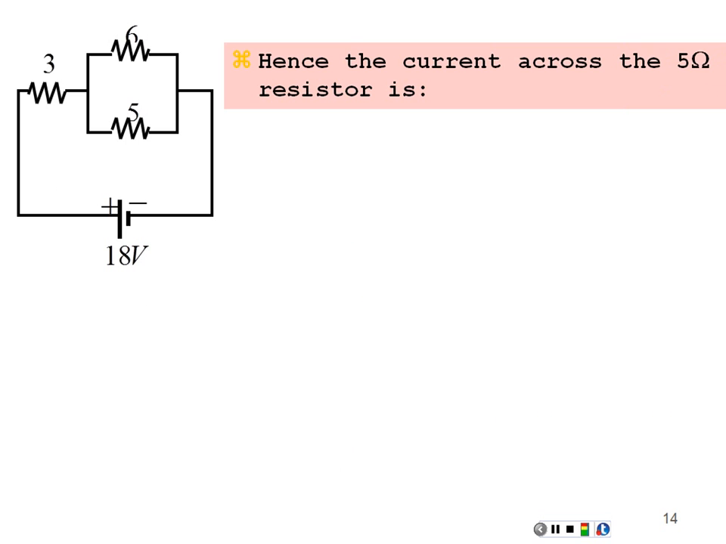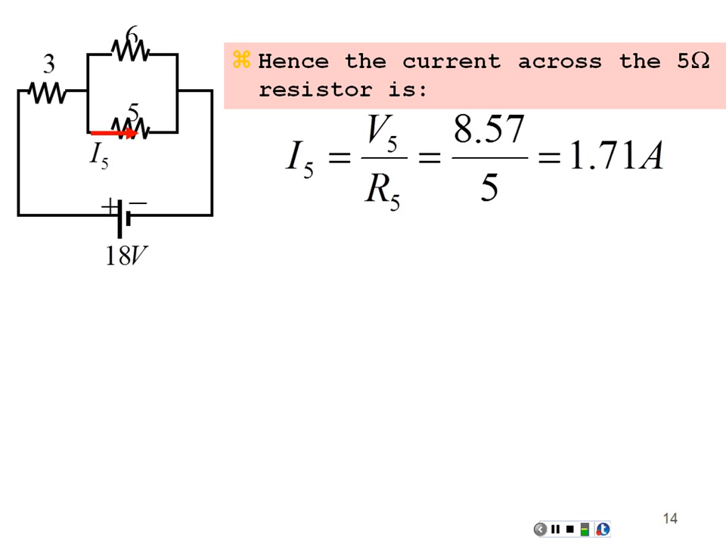Since I know the voltage across the 5 ohms, I can find the current through the 5 ohms. By Ohm's law, that's going to be the voltage divided by the resistance. 8.57 volts divided by 5 ohms is 1.71 amps. For that matter, the current going through the 6 ohms on top is going to be the rest of the current. 3.14 minus 1.71 amps, so it's going to be 1.43 amps going through the 6 ohms on top. The current must be conserved, but we're going to focus on this lower branch. We have 1.71 amps going through this 5 ohms.